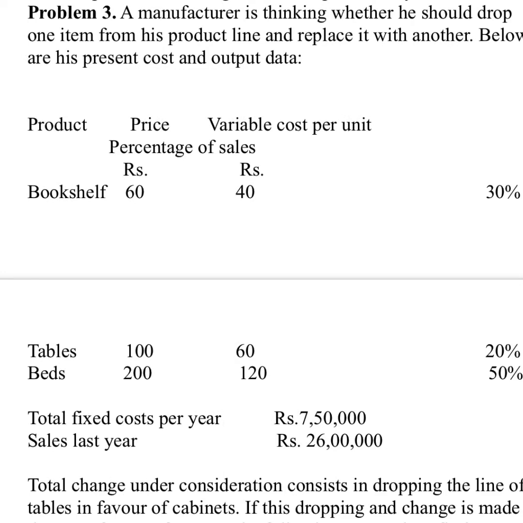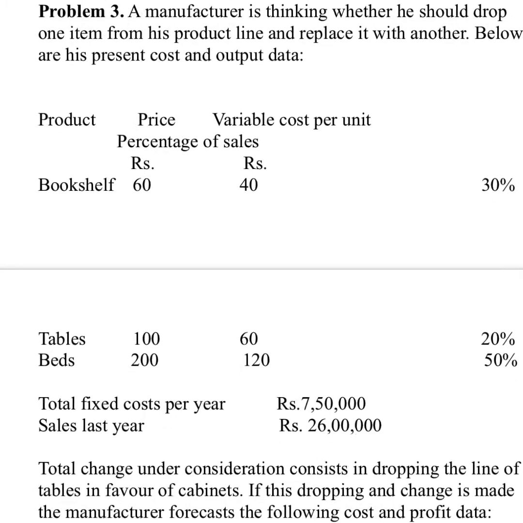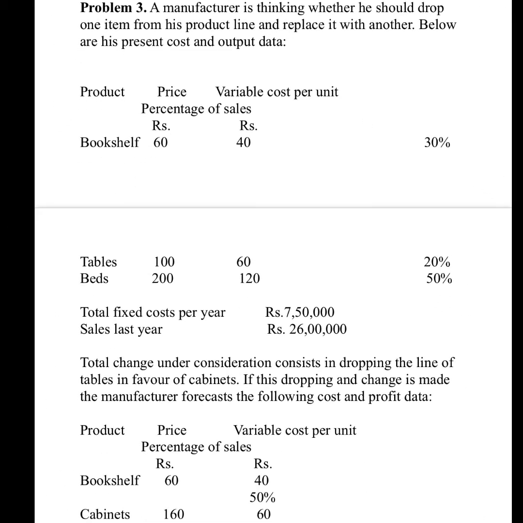We have the headings: product, price, variable cost per unit, and percentage of sales. We have three products: bookshelf, tables, and beds. For price we have 60 rupees, 100 rupees, and 200 rupees. Price is nothing but selling price. Variable cost per unit for bookshelf is 40, for tables it is 60, and for beds it is 120 rupees. Percentage of sales is 30%, 20%, and 50%.